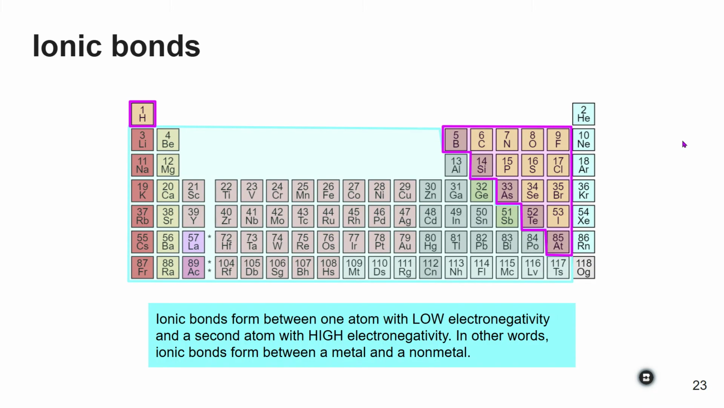So notice here we've got two colors going on. Ionic bonds need to include an atom with low electronegativity, so that would be our metals, and a second atom with a high electronegativity, that would be our nonmetals. So we see that ionic bonds form between metals and nonmetals, so one of each to form these compounds.